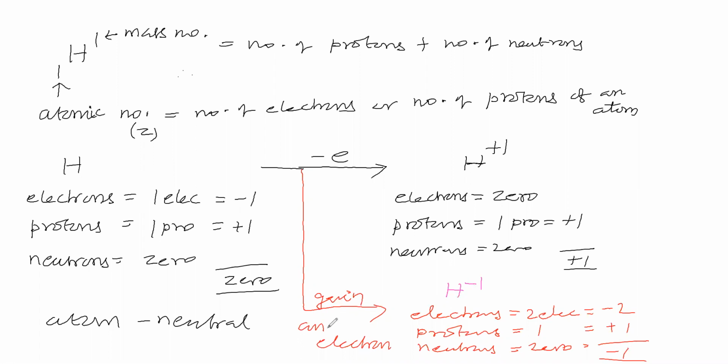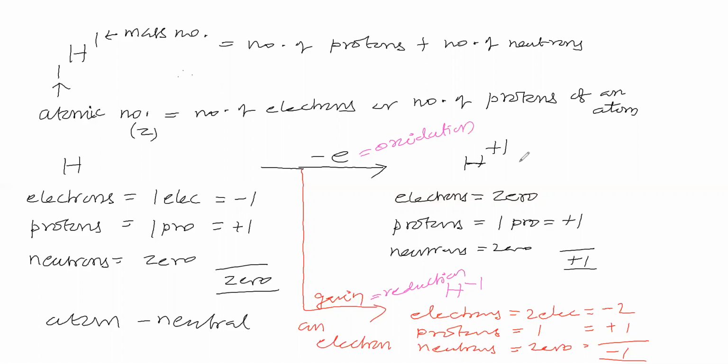Now, gain of an electron is called reduction. Loss of an electron is called oxidation.